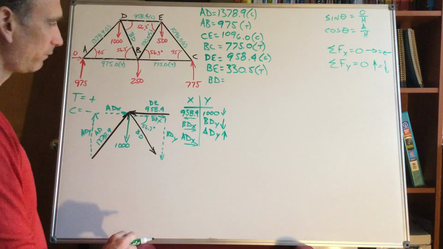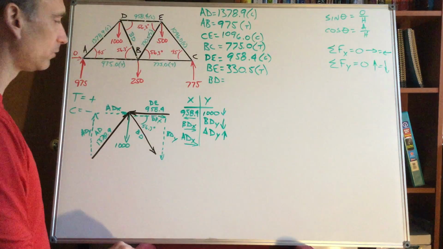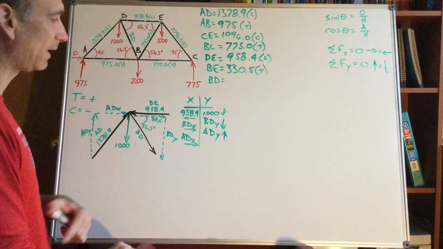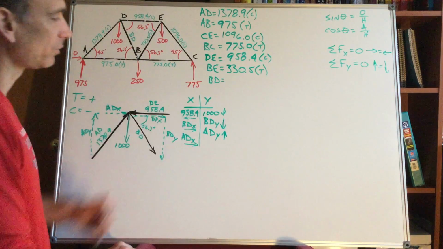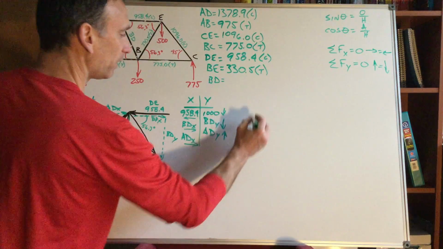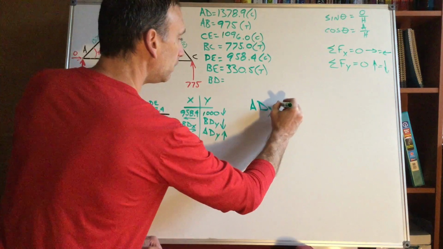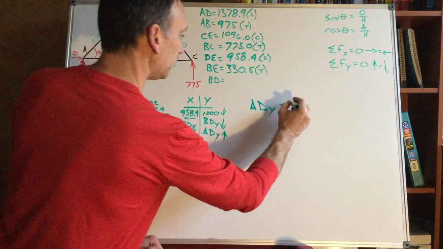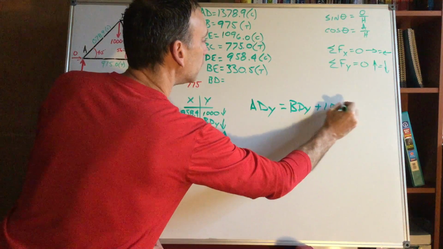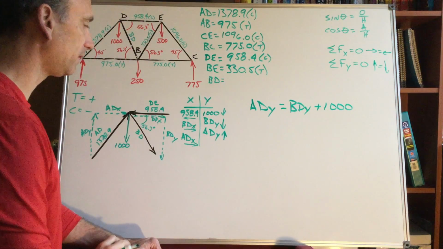Why don't we, because we have this definite 1,000 pounds, and these other values are somewhat rounded. This 1,000 we definitely know, so we're going to go ahead and solve for y. Sum of the forces in the y direction, everything moving up, we have ADY, which is the only one going up, so everything coming down, we have BDY plus 1,000.